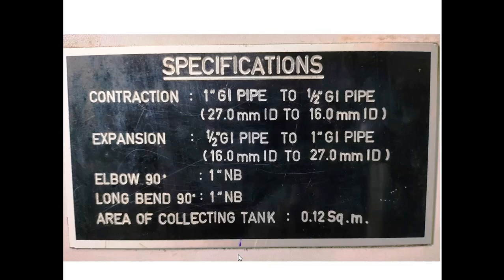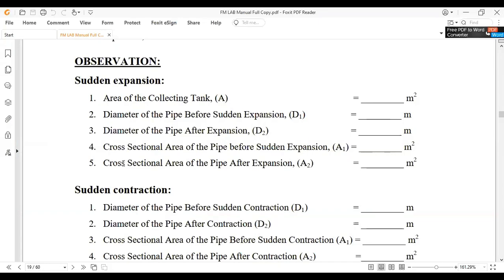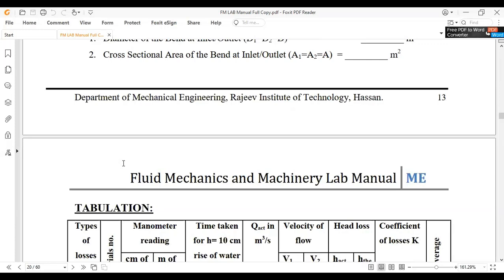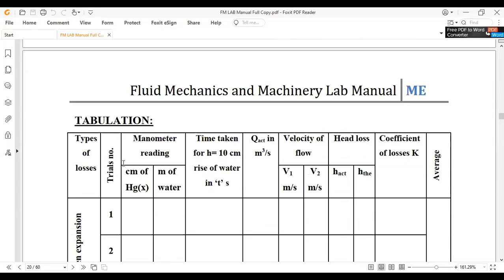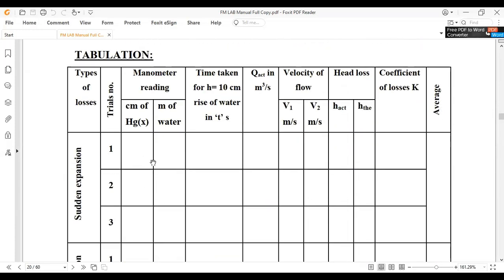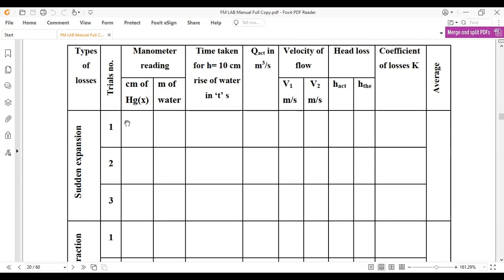Now, once you have collected the observations, next is the tabulation part. In this tabulation, only two readings are required. One is the manometer reading, and another is the time taken for a rise of 10 centimeter of water, in T seconds. Only the two readings are required. Once again, I'm going to show where we have to take them. I already explained in the experiment, but here also I'm going to show it once again.